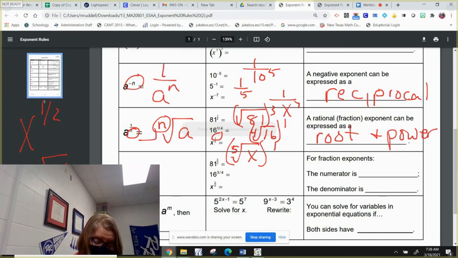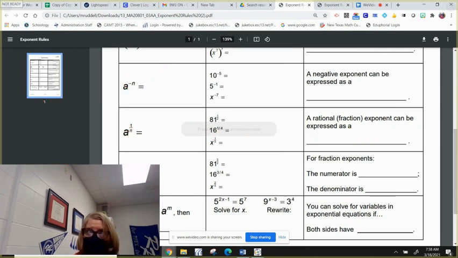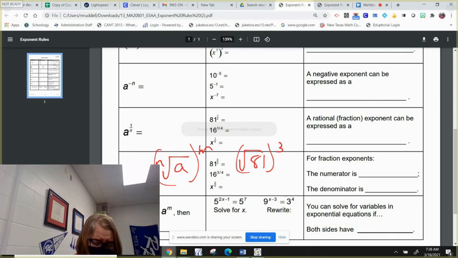The next one is more of the same. Let me clear these off. So the next is more of the same. So this would be nth root of a to the m. This one, square root of 81 raised to the third. And then you would keep going. Square root of 81 is 9. 9 to the third is, 9 times 9 is 81. 81 times 9, 729.